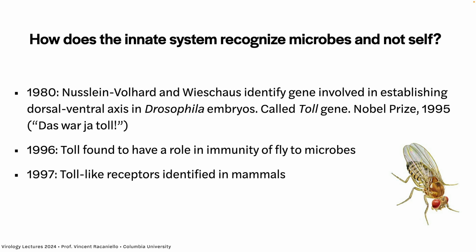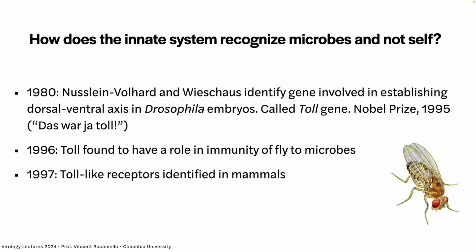So the innate system has been known for many years, but the key question always has been, how does an innate system recognize foreign and not self? People always thought there must be some receptors that recognize parts of viruses as foreign. And the key event was in 1980, when two scientists were studying Drosophila. They were making mutations in the fly and trying to find genes that regulated development. This is all done very routinely now, but back then it was pretty new.